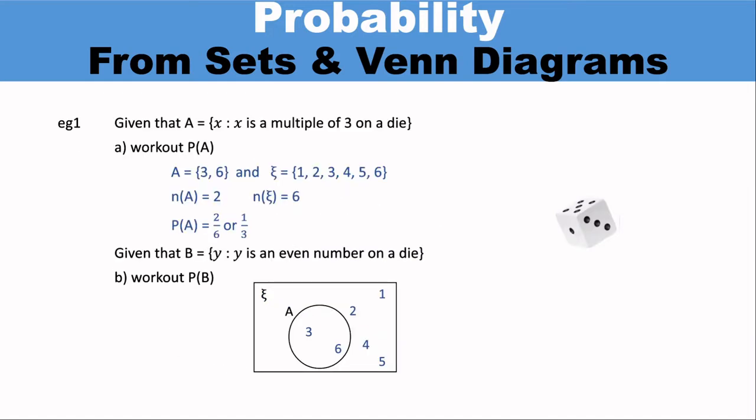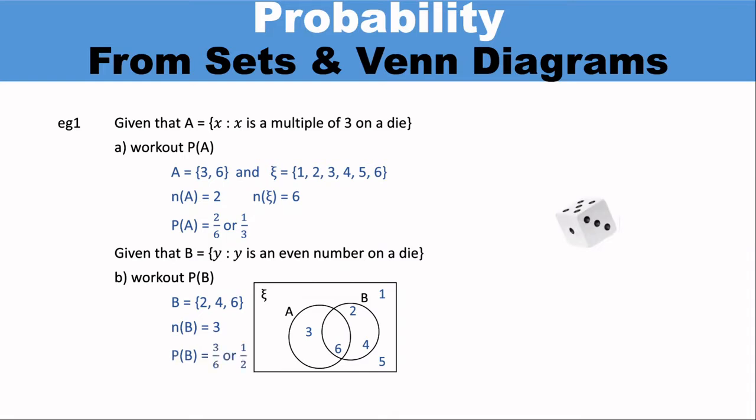Continuing with that same example, suppose I define set B using this set builder notation. B is the set of all y values where y is an even number on a die. So the even numbers on a die, that's 2, 4, and 6. So B contains the values 2, 4, and 6. The number of elements in B are 3, out of the total number of elements in the universe, which is 6.